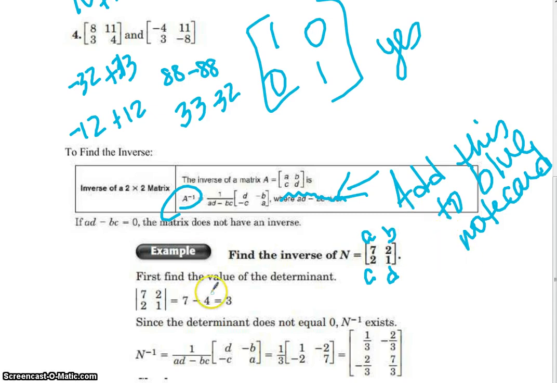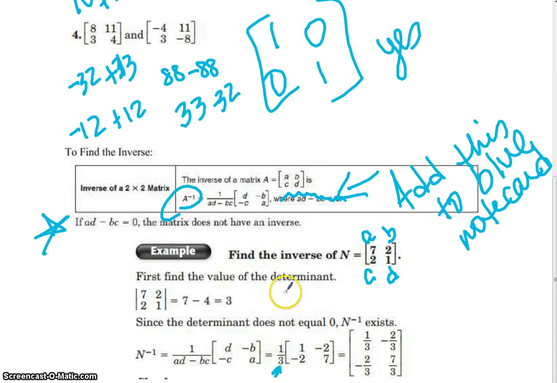So, we're going to start by saying 7 times 1 minus 2 times 2 gives me 3. If this right here is a 0, you can't do it. Okay, make note of that. If when you do this first step you get a 0, then there is no inverse. If you get a number, then that goes on the bottom. It's going to be 1 over that, 1 over 3 in this instance, times D, negative B, negative C, A.